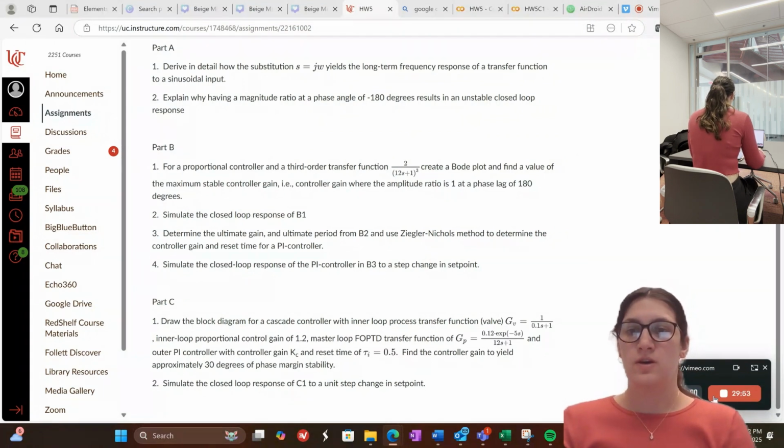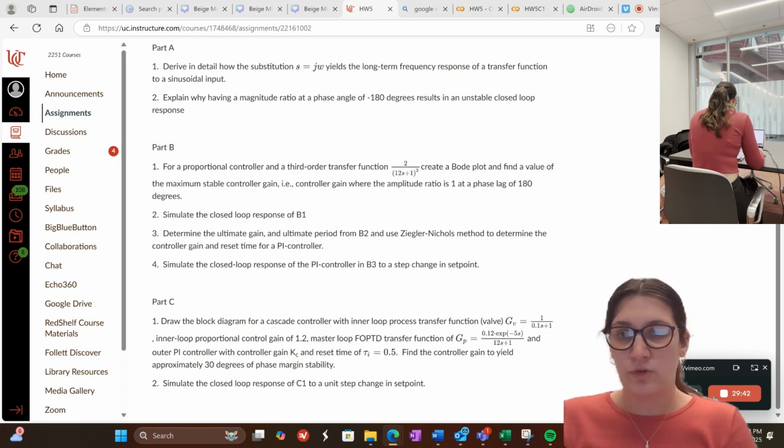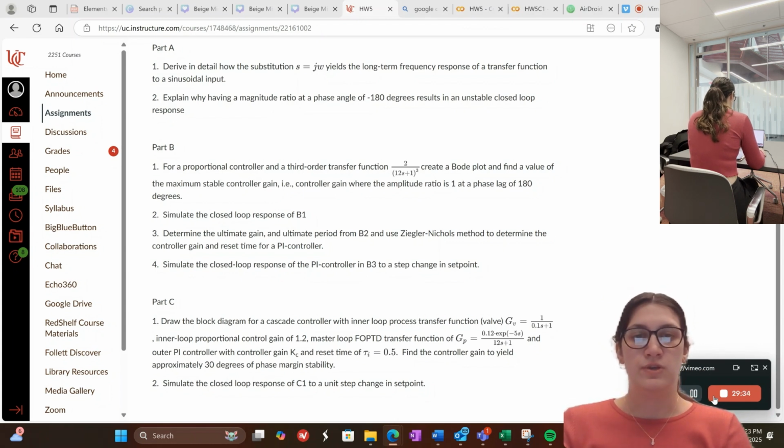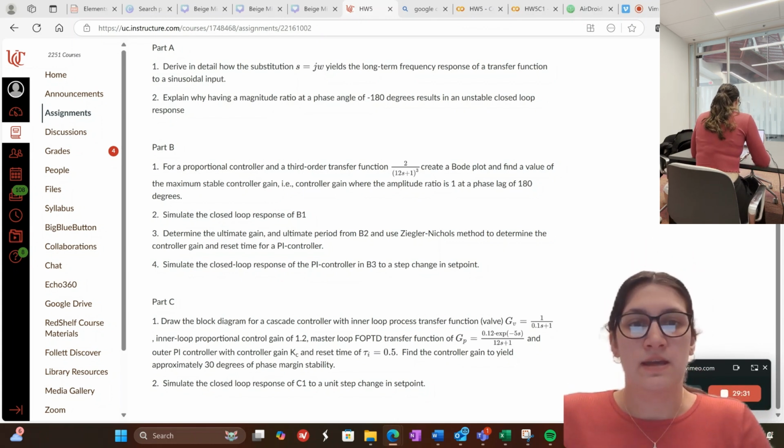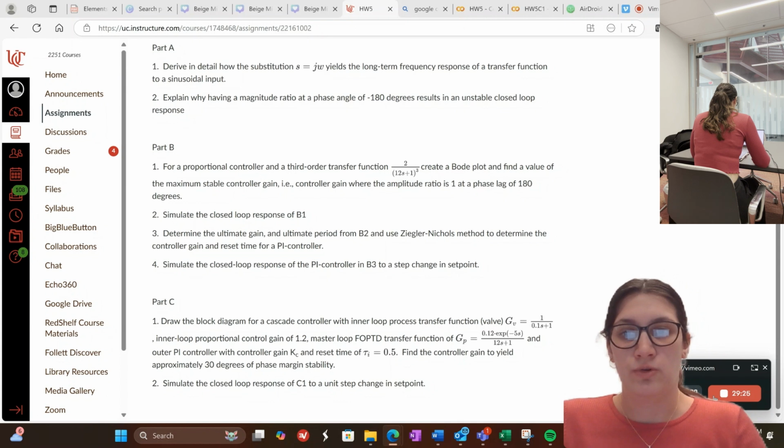Question 1 states, draw the block diagram for a cascade controller with inner loop process transfer function GV equals 1 over 0.1s plus 1. Inner loop proportional control gain of 1.2. Master loop FOPTD transfer function of GP equals 0.12 times e to the negative 5s over 12s plus 1, and an outer PI controller with controller gain Kc and reset time of tau I equals 0.5. Find the controller gain to yield approximately 30 degrees of phase margin stability.